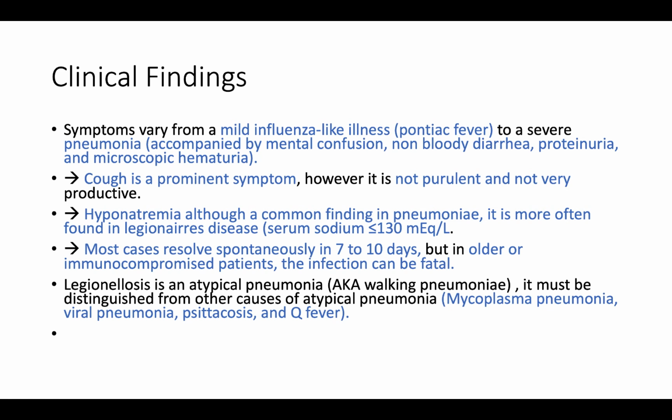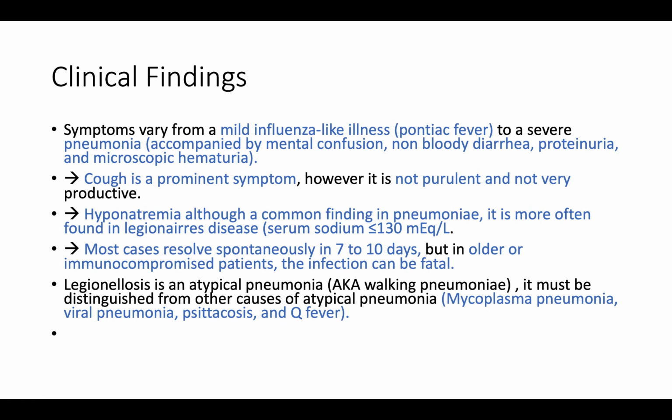We will add to it later Mycoplasma. So it must be distinguished from other atypical pneumonias: Mycoplasma, psittacosis, and Q fever. The ones you will know are atypical pneumonia: Mycoplasma, viral pneumonia, and Legionella. These are important for this chapter. So these are causes of walking pneumonia.